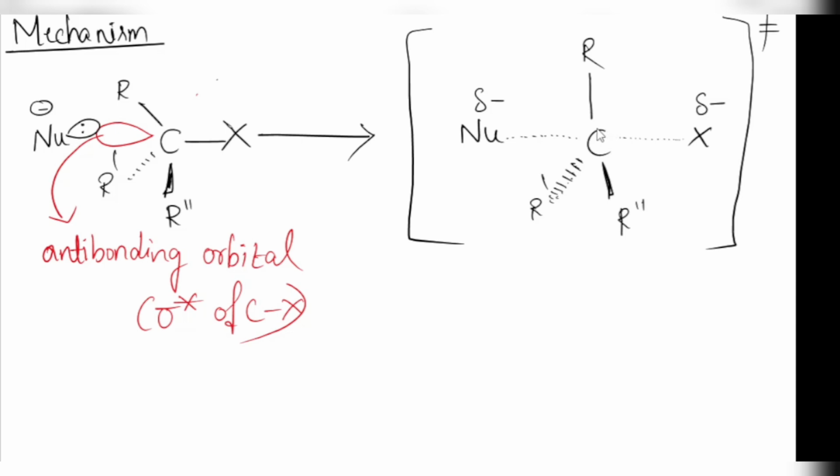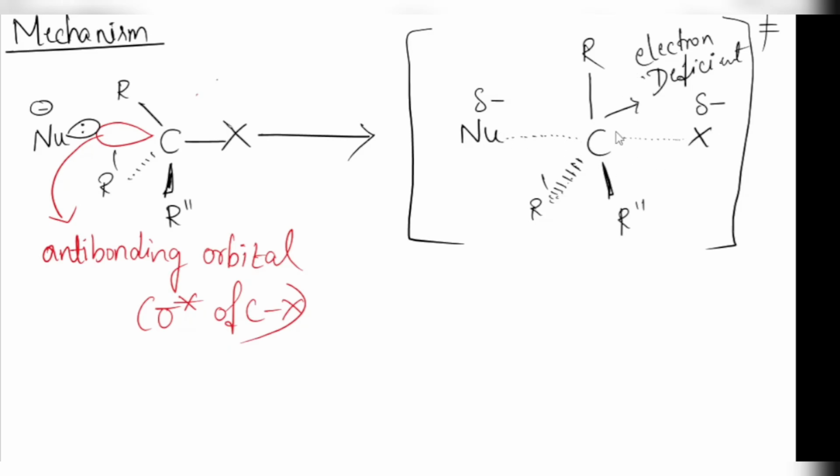Now if we observe this particular carbon, it is attached to 5 bonds: 3 normal bonds and 2 partial bonds. Because of these 2 partial bonds, this carbon is electron deficient, correct, like this.